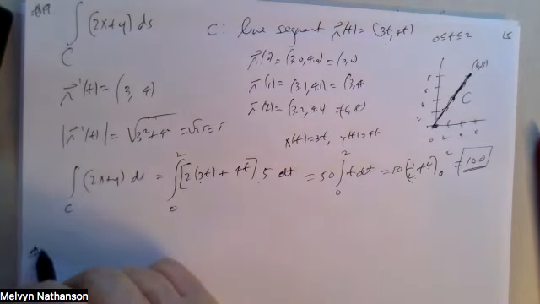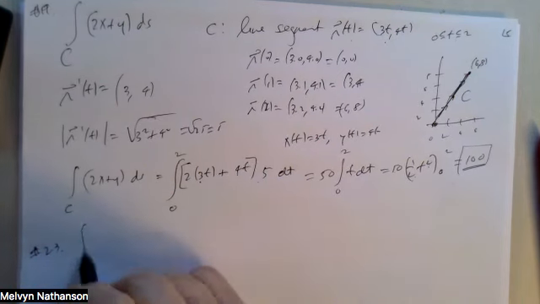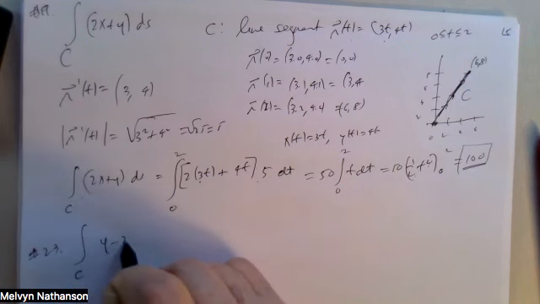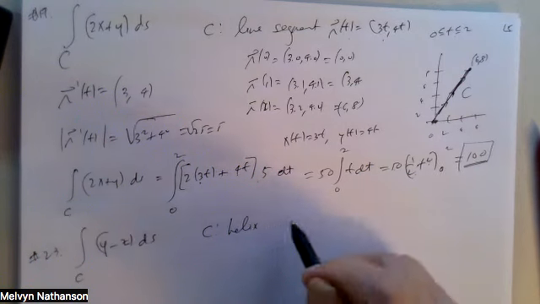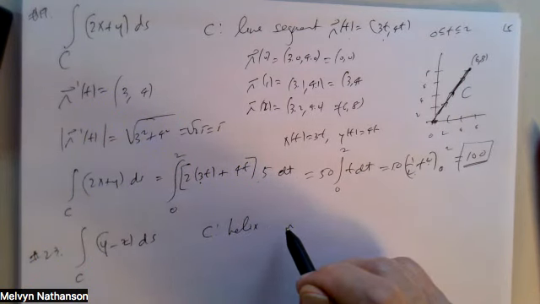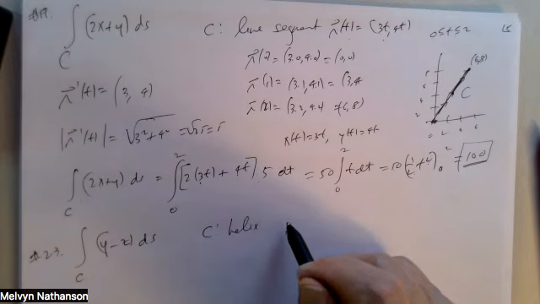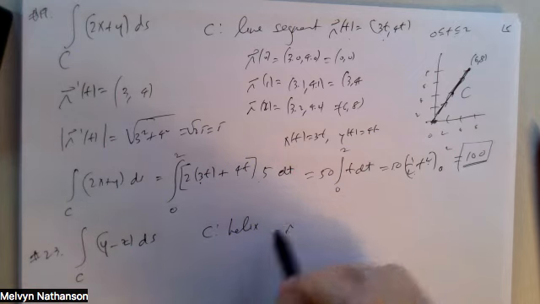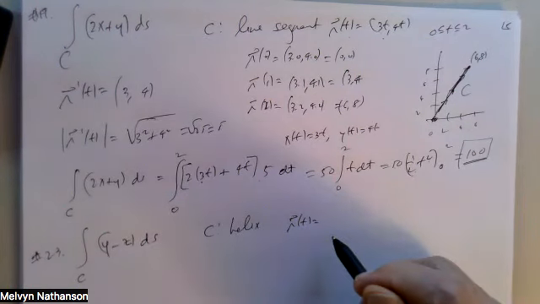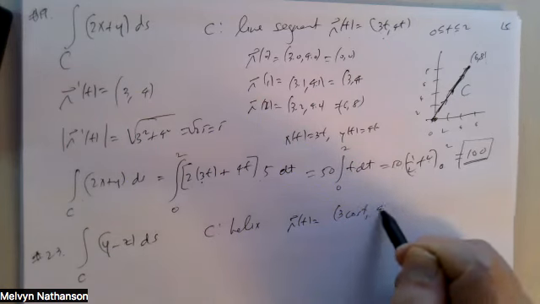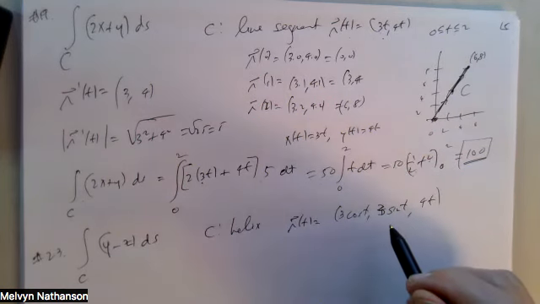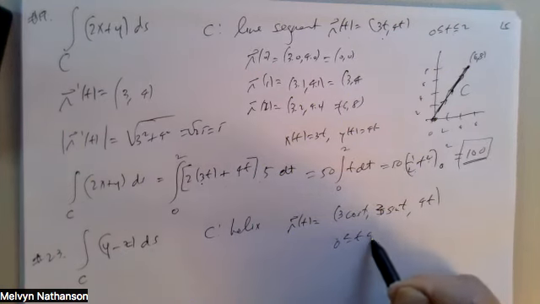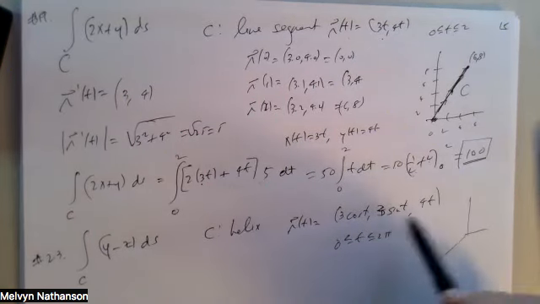Let's look at another one, not one of the homeworks. Number 23. We have the integral along a curve C of y minus z ds, and the curve C is the helix. r of t is given by 3 cosine t, 3 sine t, 4t, as t goes from 0 to 2 pi. So this is actually a curve in 3-dimensional space.